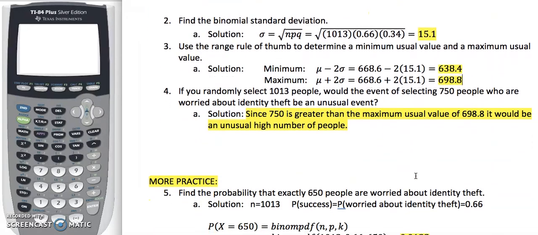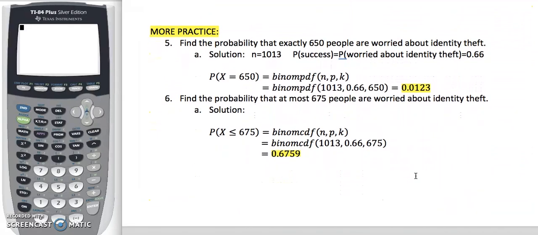So below is just some more practice to calculate binomial probabilities. So dealing with this example, find the probability that exactly 650 people are worried about identity theft. So to calculate binomial probabilities, you're going to either use binomial CDF or binomial PDF, depending on the type of problem you're dealing with. So here we want to calculate exactly 650 successes, right? Exactly 650 people worried about identity theft.